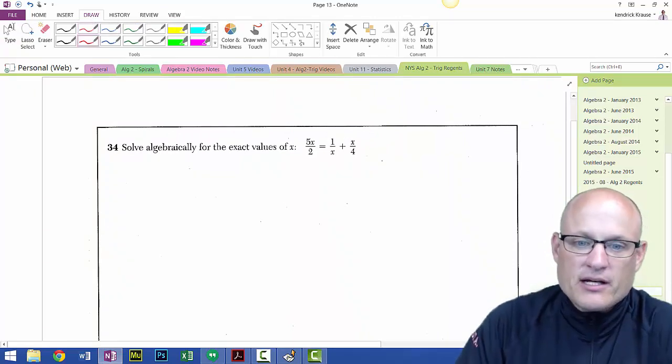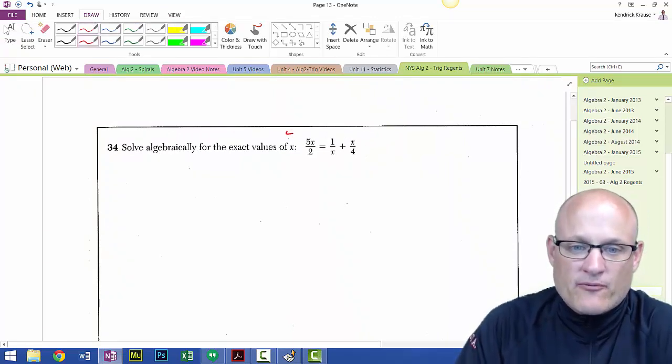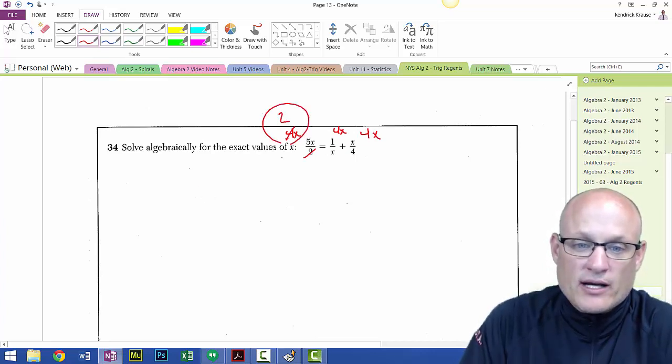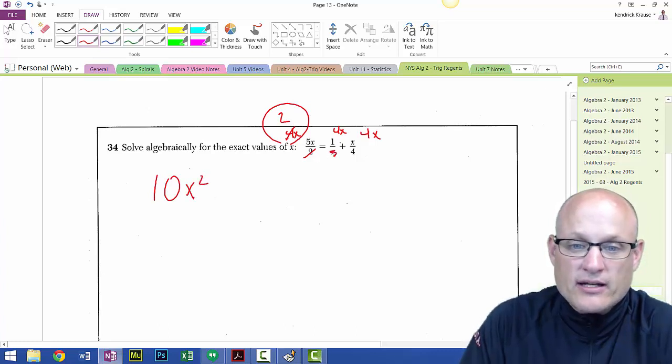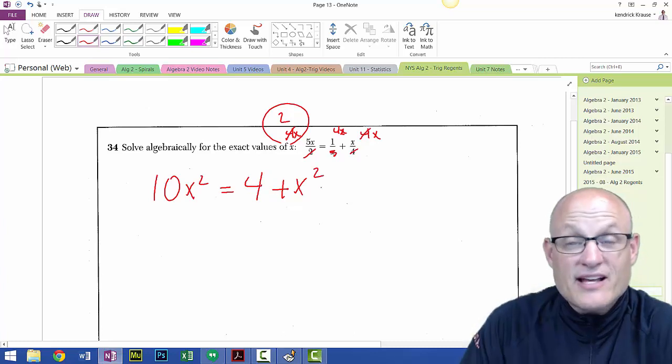Common denominator is 4x, so I'm going to put a 4x next to every one of these. 2 goes into 4 twice. So that leaves me 2x times 5x, or 10x squared. This x cancels with this x, so it leaves me 4, plus this 4 cancels with this 4 and leaves me x squared.